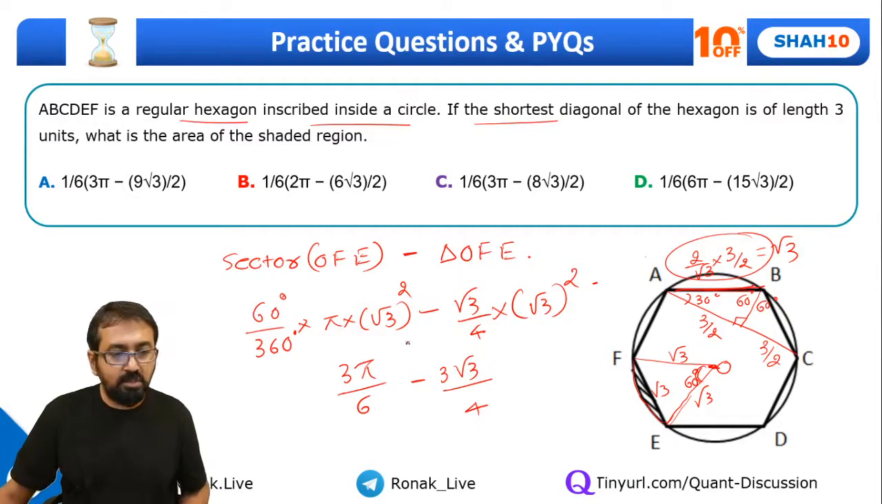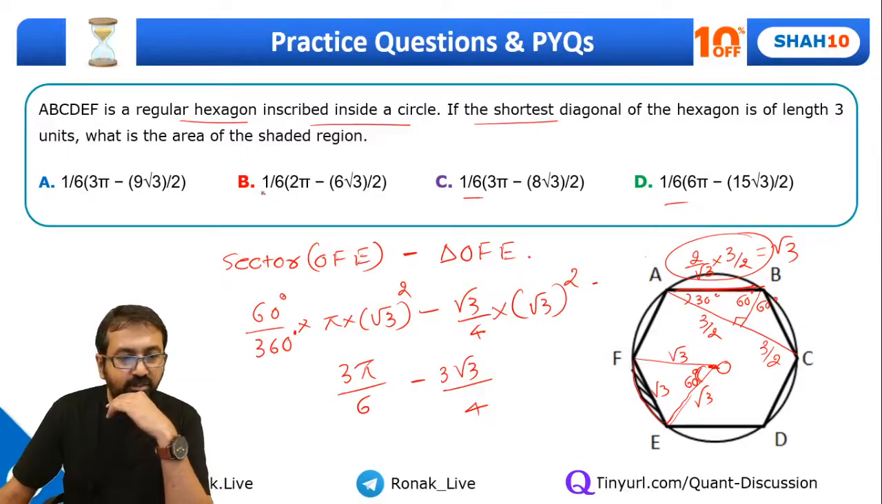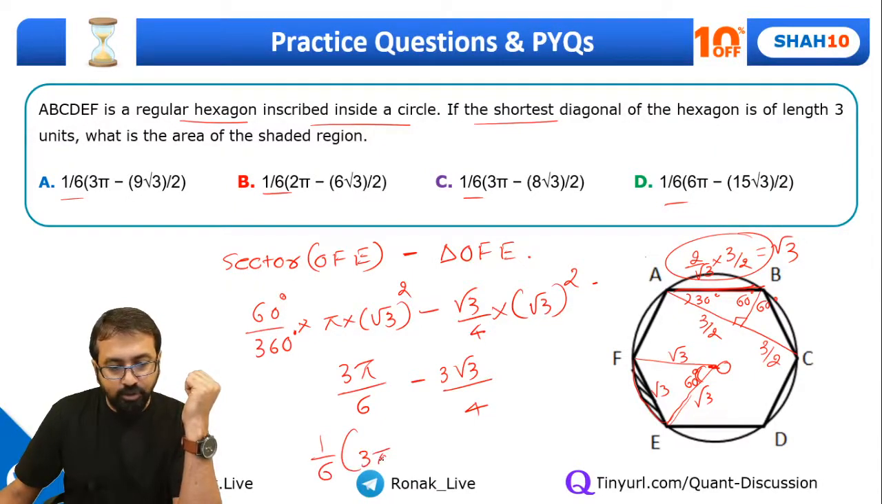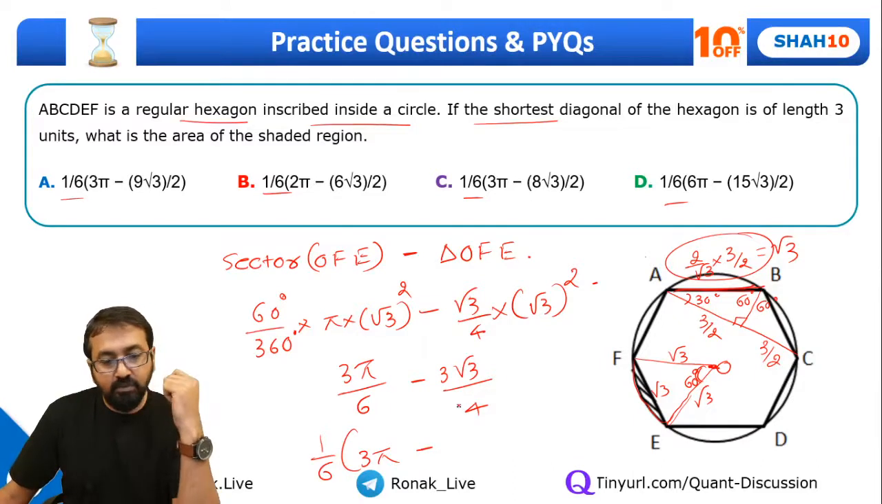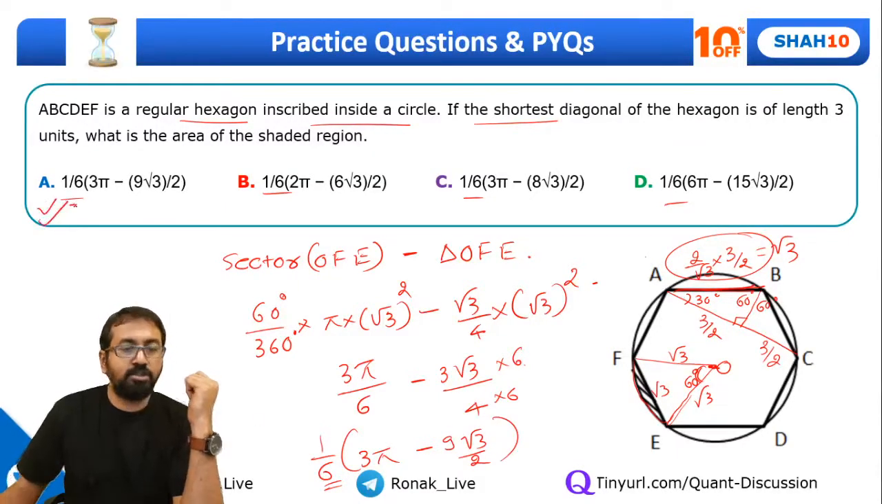Yeah, so if you simplify this thing, I don't know what you are going to get out of the given options. They are asking us to take out 1 by 6 as the common factor, right? In all the options we have 1 by 6 as a common factor. So let's take 1 by 6 as a common factor. So of course after taking 1 by 6 as a common factor, what will I be left with over here? 3 pi minus, now if I'm taking 6 as a common factor, let's multiply 6 over here. So we are left with this one. 6 3s are 18 by 4, that is nothing but 9 root 3 by 2. Yep, so this is again option A.